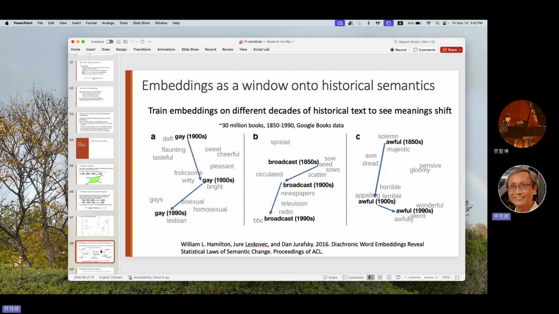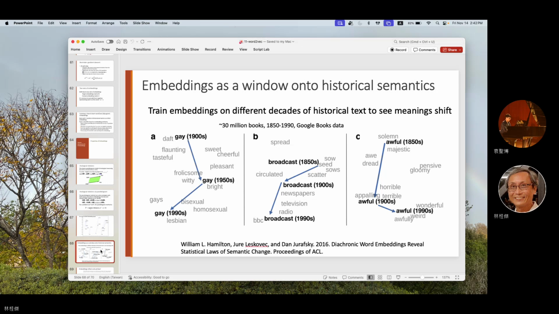But most of the time when you say broadcast now, it's going to be closer to radio, and BBC is, of course, one of the most well-known, not just radio but the media, for the current days.